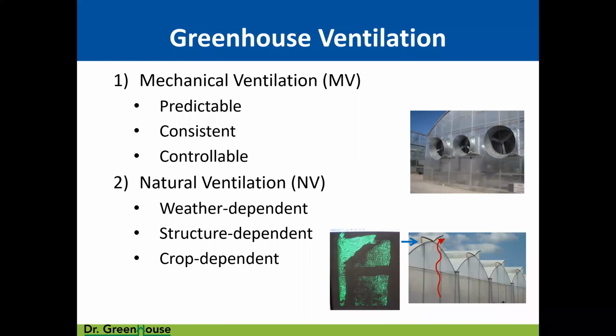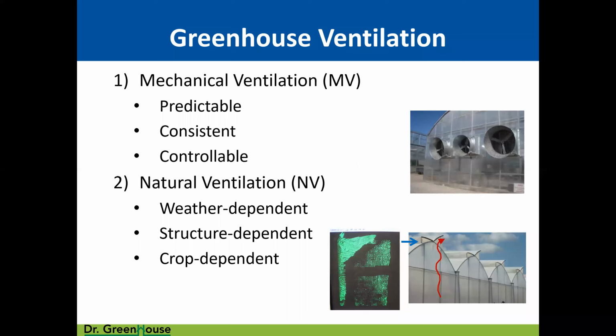For a greenhouse, there's two typical ways that we would ventilate. We would use mechanical ventilation, AKA fans, or natural ventilation, AKA windows, right? Or ridge vents. Mechanical ventilation has the advantage of being predictable, consistent, controllable, right? Natural ventilation, we are at the whim of Mother Nature, okay? It's very weather dependent. It's also structure dependent, okay?